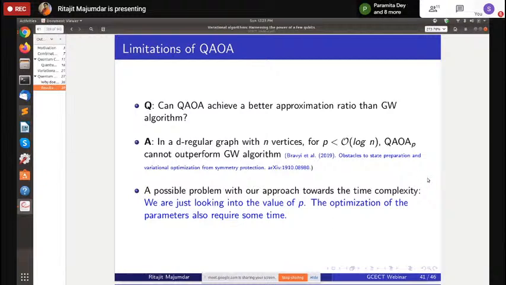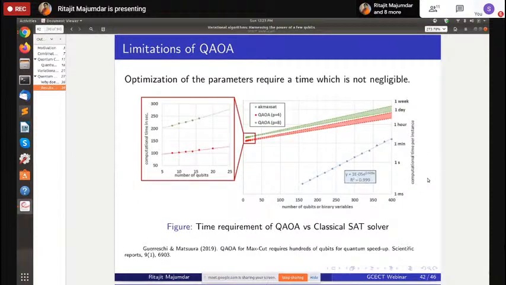How long? So here is a result by Intel Labs actually. They showed that this red line is for P equal to 4 and this green line is for P equal to 8. And here is the time that will be required as the number of qubits varies. The number of qubits they have varied from 0 to 400, and this is the time requirement. And why does this time requirement grow so much? It grows so much only because of this optimization part, which is done on a classical computer.